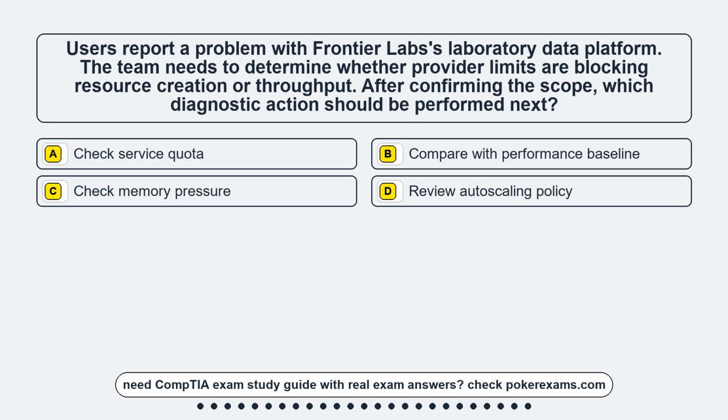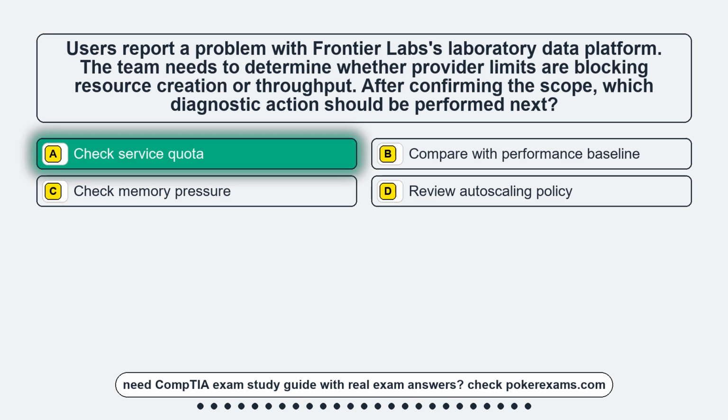Question 24. Users report a problem with Frontier Labs' laboratory data platform. The team needs to determine whether provider limits are blocking resource creation or throughput. After confirming the scope, which diagnostic action should be performed next? Option A, check service quota. Option B, compare with performance baseline. Option C, check memory pressure. Option D, review autoscaling policy.